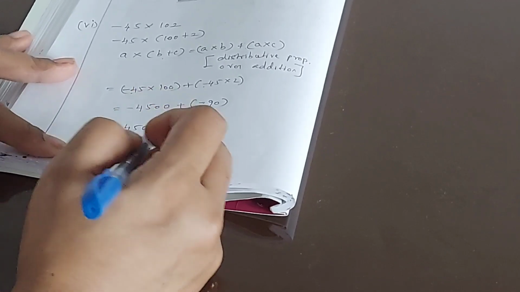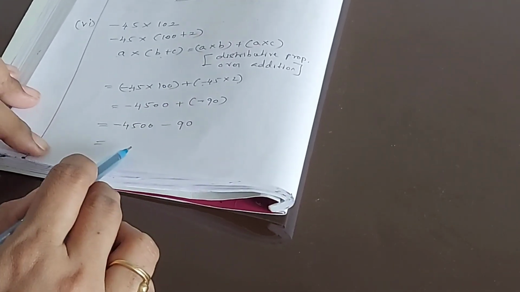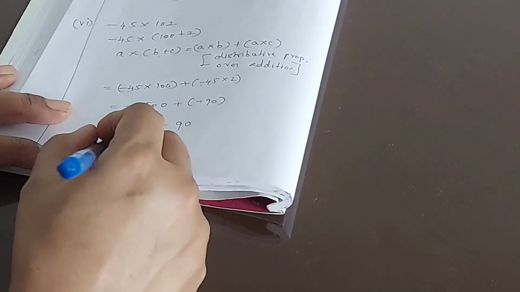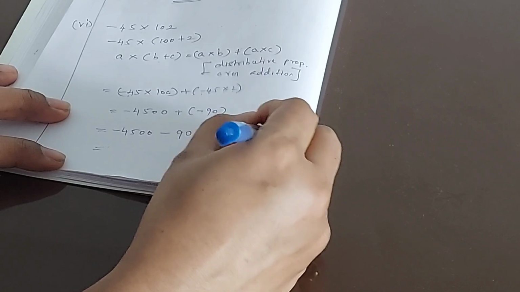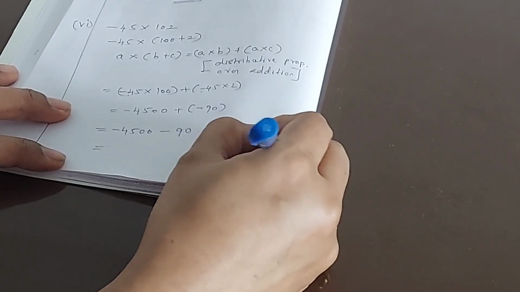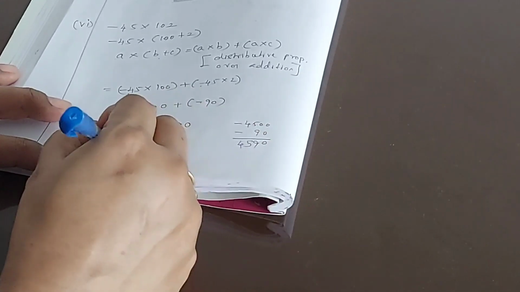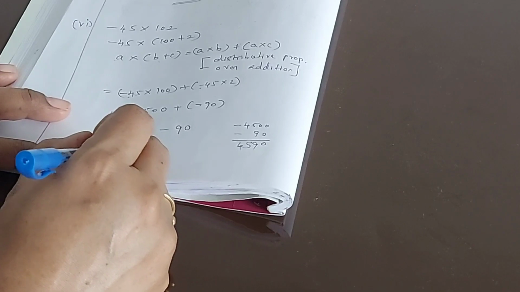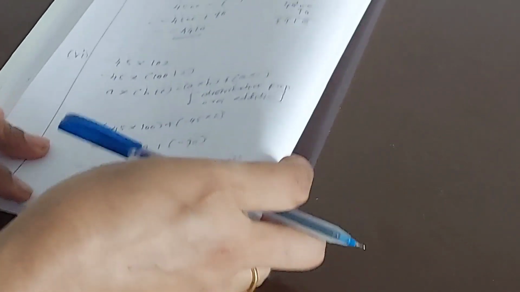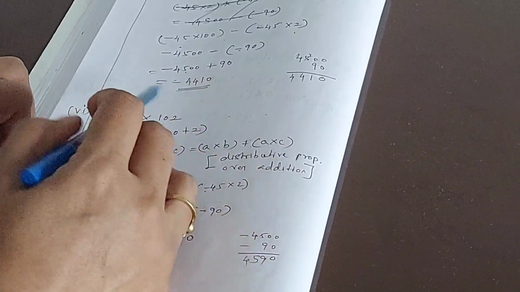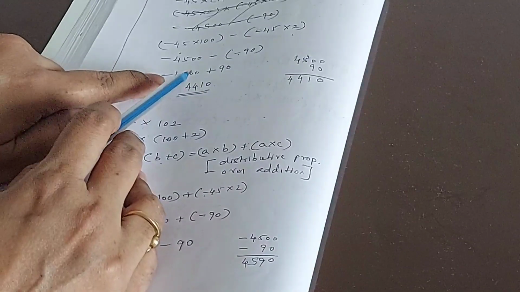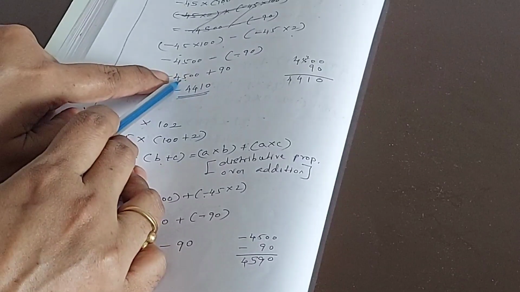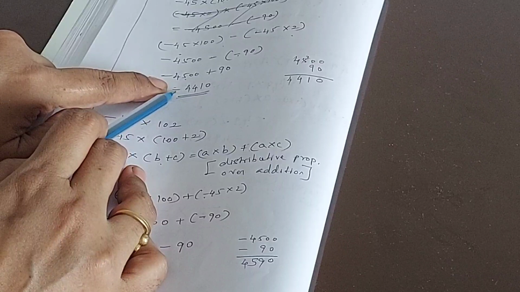See, if both the terms are in negative sign, then what will you do? Will you add or subtract? Yes, you will add both the terms, that is minus 4500 minus 90, you will get 4590. And don't forget to write the negative sign here also. See, in the previous problem we put the negative sign because it is in the bigger number. Okay, so we use the negative sign in the answer.